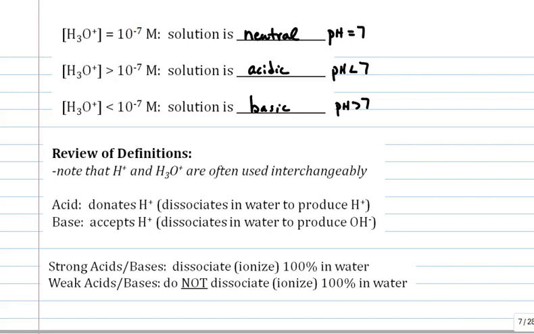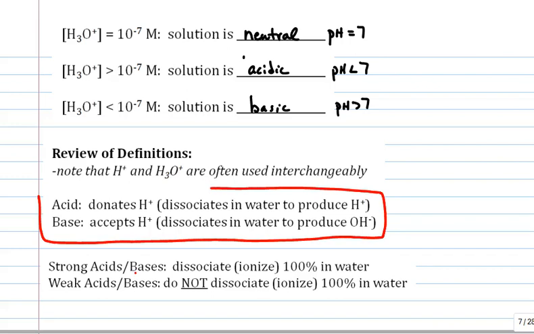Well, an acid donates a hydrogen ion, or it dissociates in water to produce a hydrogen ion. Okay? A base accepts a hydrogen ion, or it dissociates in water to produce a hydroxide ion. Those are the working definitions of an acid or a base that you have likely seen before, and we will use these over and over again.